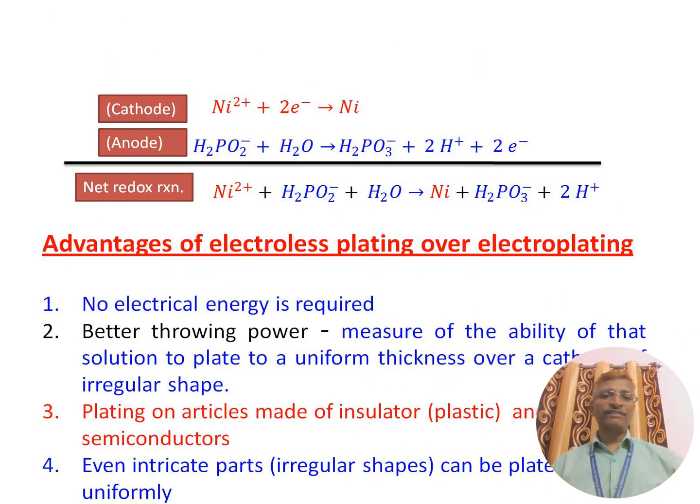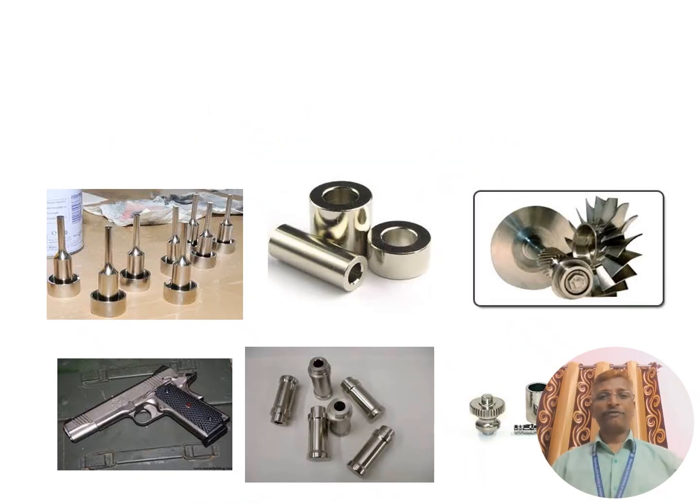So what are the advantages of electroless plating over electroplating? As I said already, no electricity is required, better throwing power, and plating on articles made of insulators is also possible. Whereas in the case of electroplating, it is not possible. For electroless plating, this is possible. Even insulators we can use. Right, even irregular shapes we can also plate.